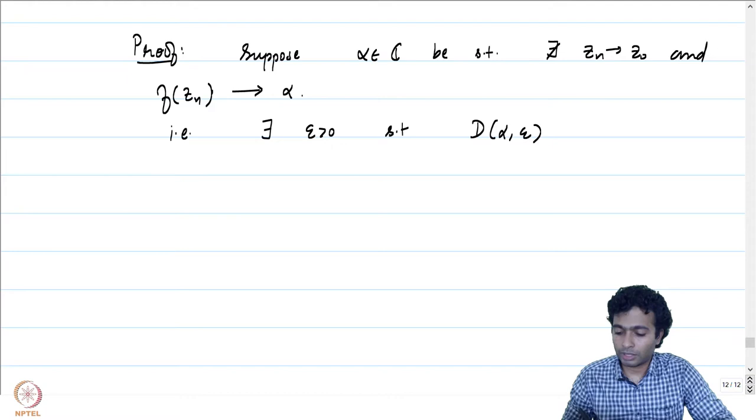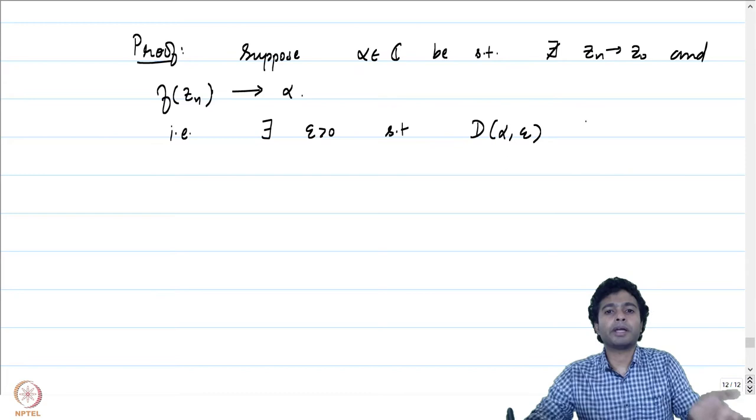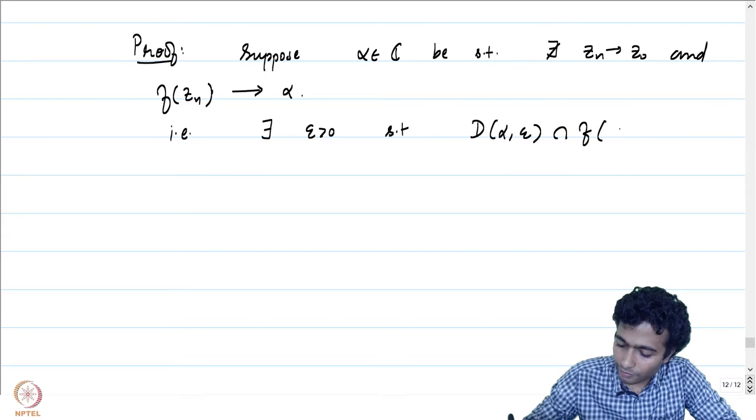then there is no point of D(z0, r) minus z0 which gets mapped by f to this disk. Let me just write that down. There exists an epsilon positive such that D(alpha, epsilon) intersected with f of D(z0, r) minus z0 is empty.